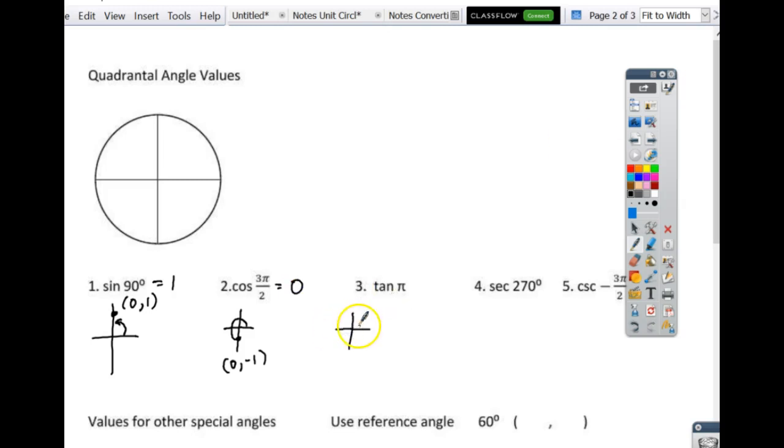Okay, so the tangent of pi. So here's pi. I know the x and y value at pi are negative 1 and 0. So tangent is sine over cosine. Is that correct? Sine over cosine, so it's y over x. So I get 0 over negative 1, which is 0.